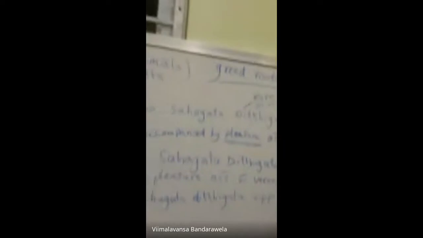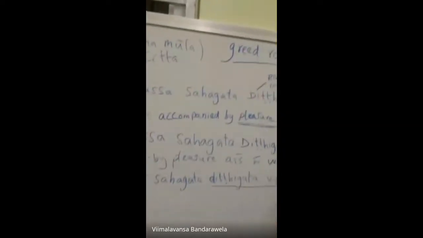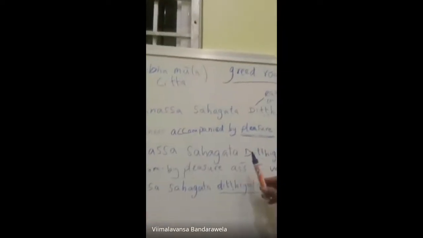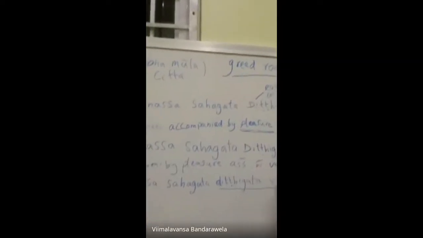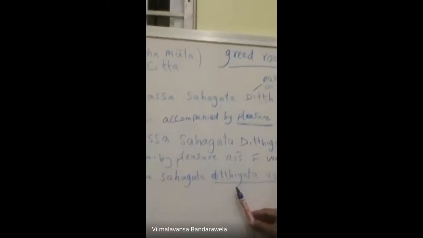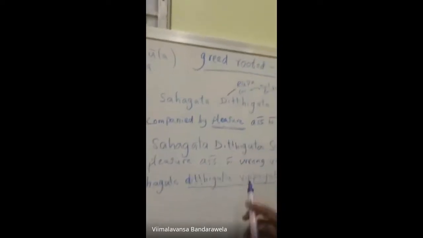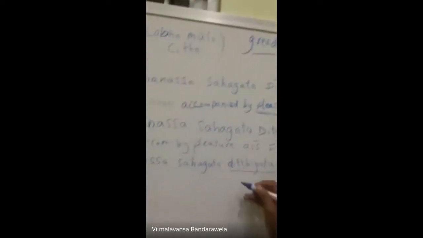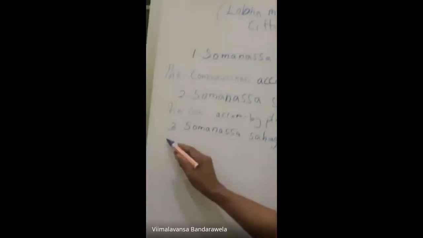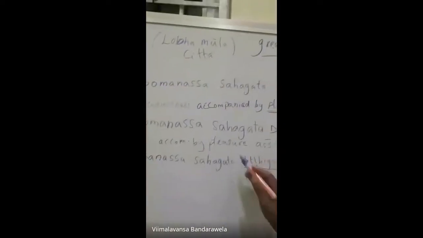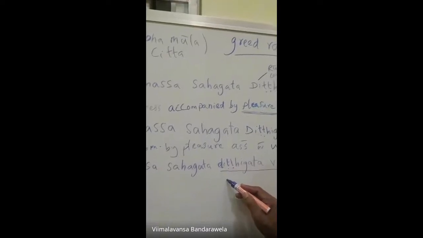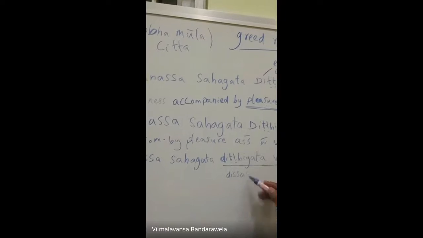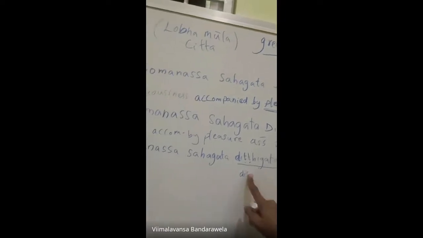Asankarika chitta, that's also the same. This is the difference: Ditthigata Vipayukta is the difference. So what is the meaning? Ditthigata Sampayukta means associated with wrong view. Ditthigata Vipayukta means dissociated with wrong view. Right? Not associated with wrong view. Ditthigata Vipayukta, that means the same, right? The consciousness accompanied by pleasure. This is the difference. Dissociated with wrong view. This associated with wrong view.